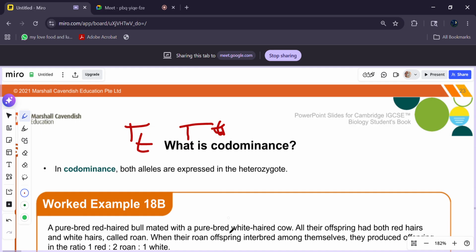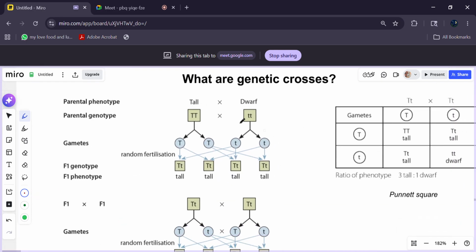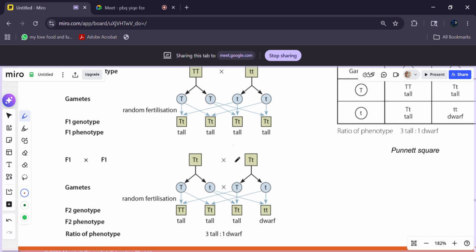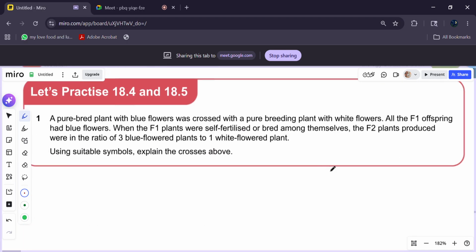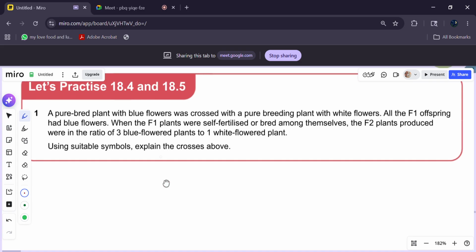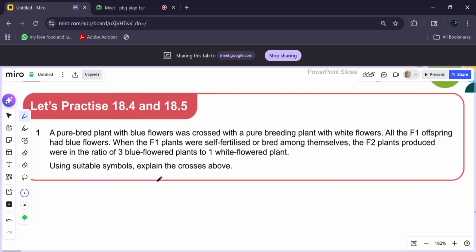Now this is very similar to the tall and dwarf plants. All you have to do is write down the crosses shown in the question. Now this is easy. You can pause this video and try to solve this in your notebook, and we will move on to the next section.